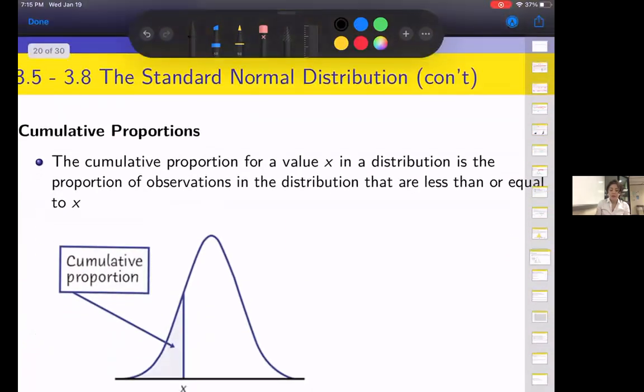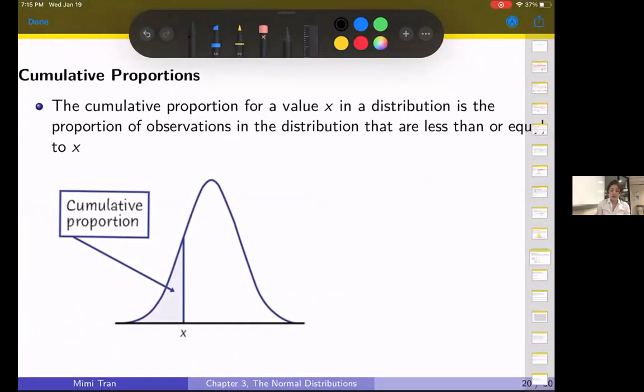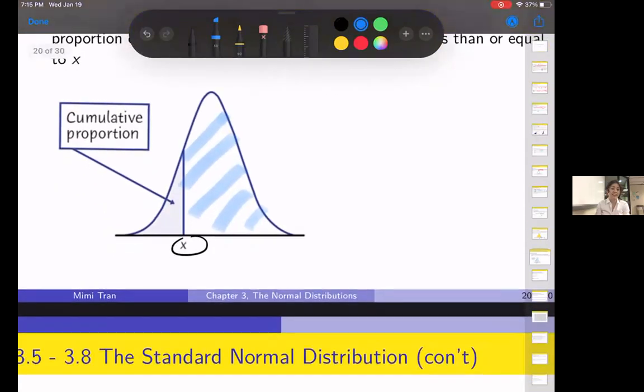All right, cumulative proportion. I mentioned this earlier as well. When you look up the z table, it's always scanned from left to right, up to that value x. If you want to find something from the right, you have to take 1 and subtract the area from the left. There's no way around it. Well, there's one way around it if you use R.